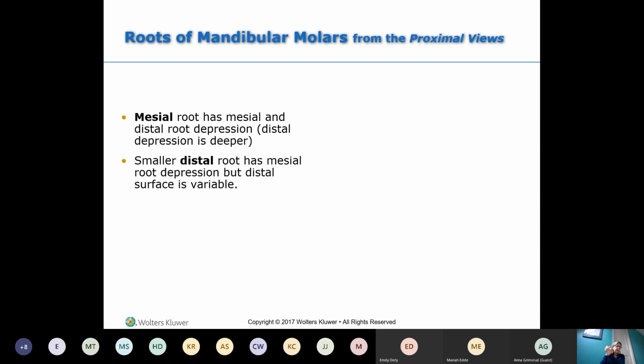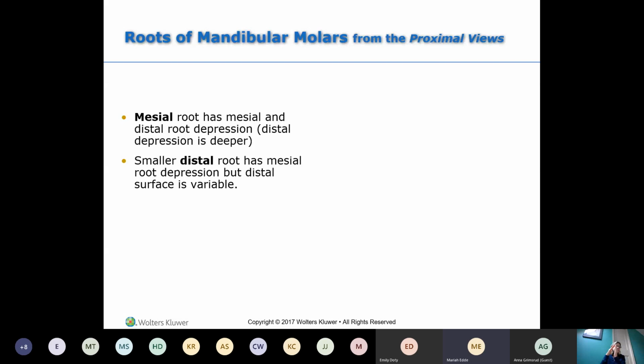So what happens is you've got a deeper root depression right here. You've got a deeper root depression right here. So when your roots are sitting like this, what area is that? What do we call that little triangular area? Can you visualize this and know? What's between the roots of your teeth?